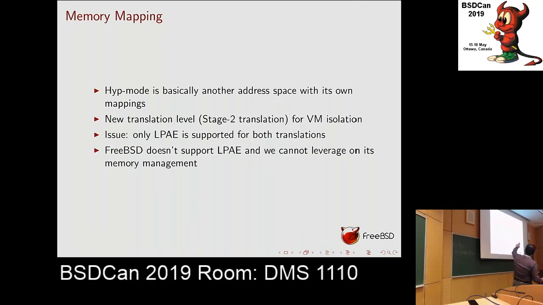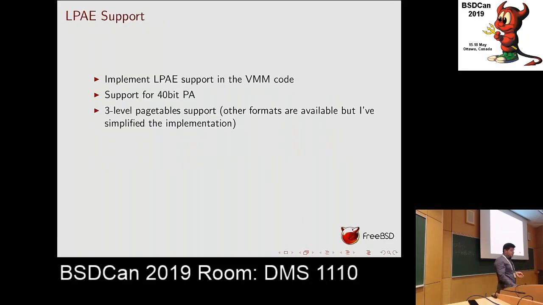Both of these mappings, the hyp mode mappings and the stage 2 translation mappings, have a requirement: LPAE, large physical address extension, support. LPAE means that you can map more than 32 bits of physical address on 32-bit architectures. The problem is that FreeBSD does not support LPAE on ARMv7, so we cannot leverage its memory management. We had to implement our own LPAE support in the VM code. We chose to implement support for 40-bit physical addresses. Again, please remember we are on a 32-bit machine here.